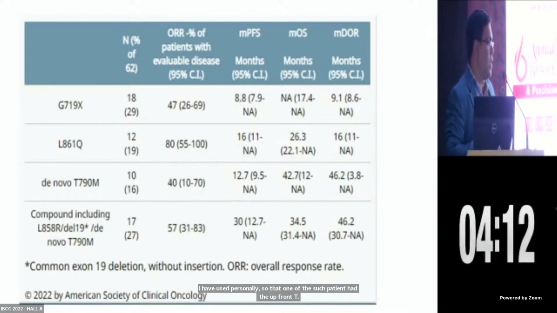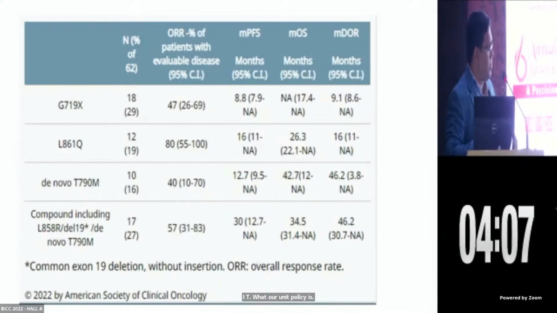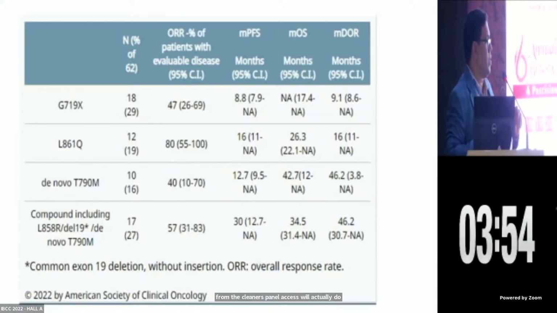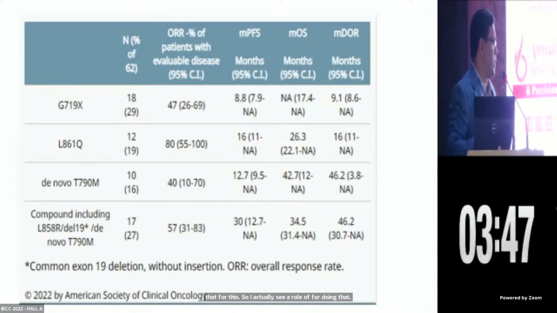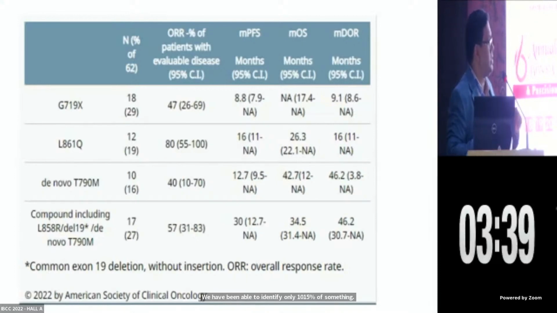So I understood your question. I'll tell you what our unit policy is. As Dr. Verma also pointed out, if the patient progresses only in the leptomeningeal site, or for some reason we want to have the tissue diagnosis from the craniospinal axis, we will actually do a CSF and try to get a cell block and submit that for this. So I actually see a role for doing that. We have not been very successful, let me tell you. We have been able to identify something in only 10-15%. But in those 10-15%, if you identify something, it changes a lot of things for that patient.